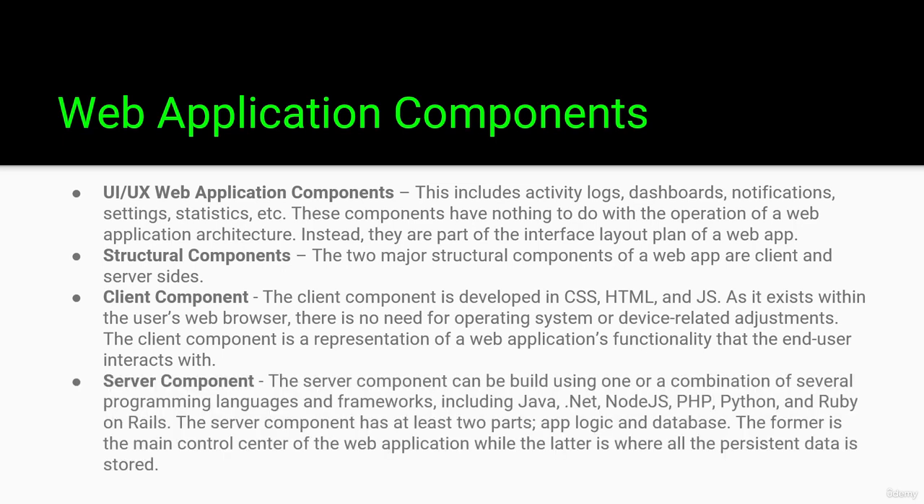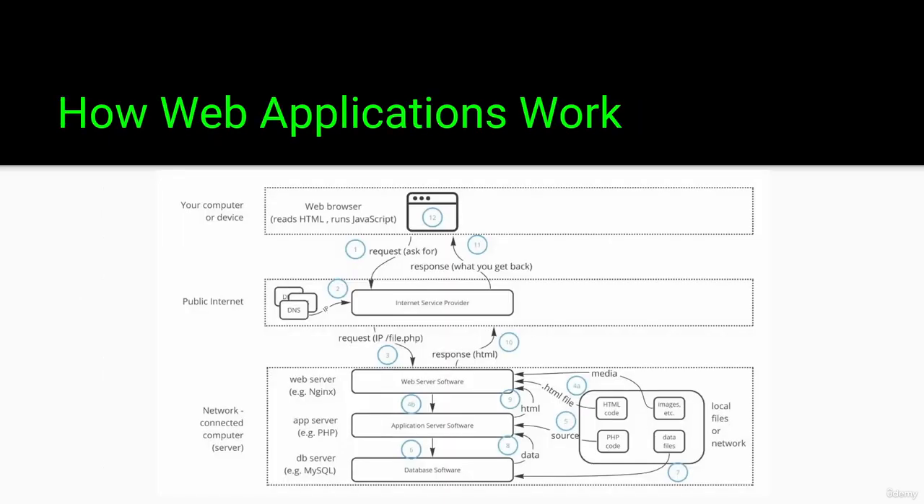We have the server component. The server component can be built using one or a combination of several programming languages and frameworks, including Java, .NET, Node.js, PHP, Python, and Ruby on Rails. The server component has at least two parts, app logic and database. The former is the main control center of the web application, while the latter is where all the persistent data is stored. Now here is an image that explains how the web app works.